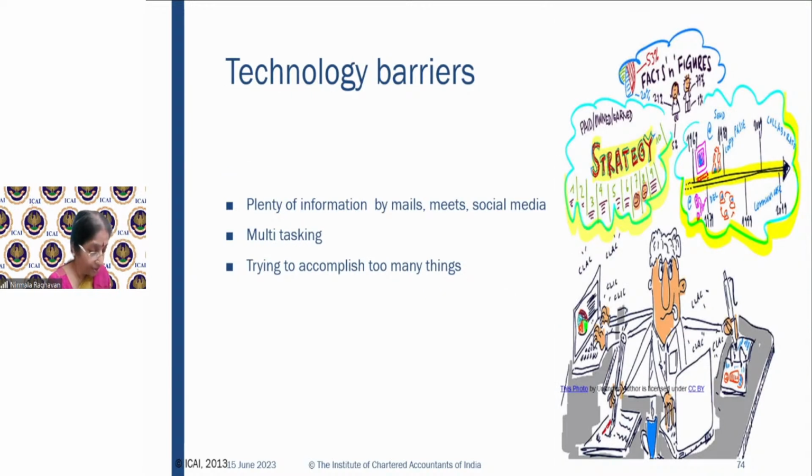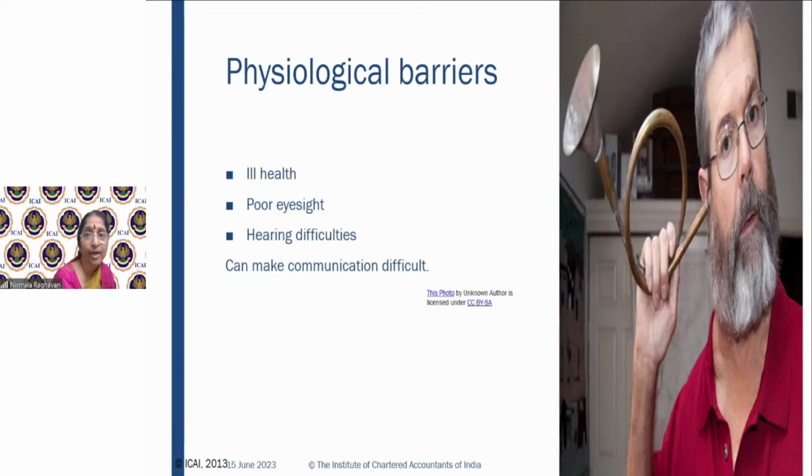Poor bandwidth, poor networking, no power, plenty of mails, meets, social media, multitasking, trying to accomplish too many things and not doing anything well. So these are technology barriers. Most common, all these are common barriers. Yeah, okay, we did this. How can culture be a barrier?